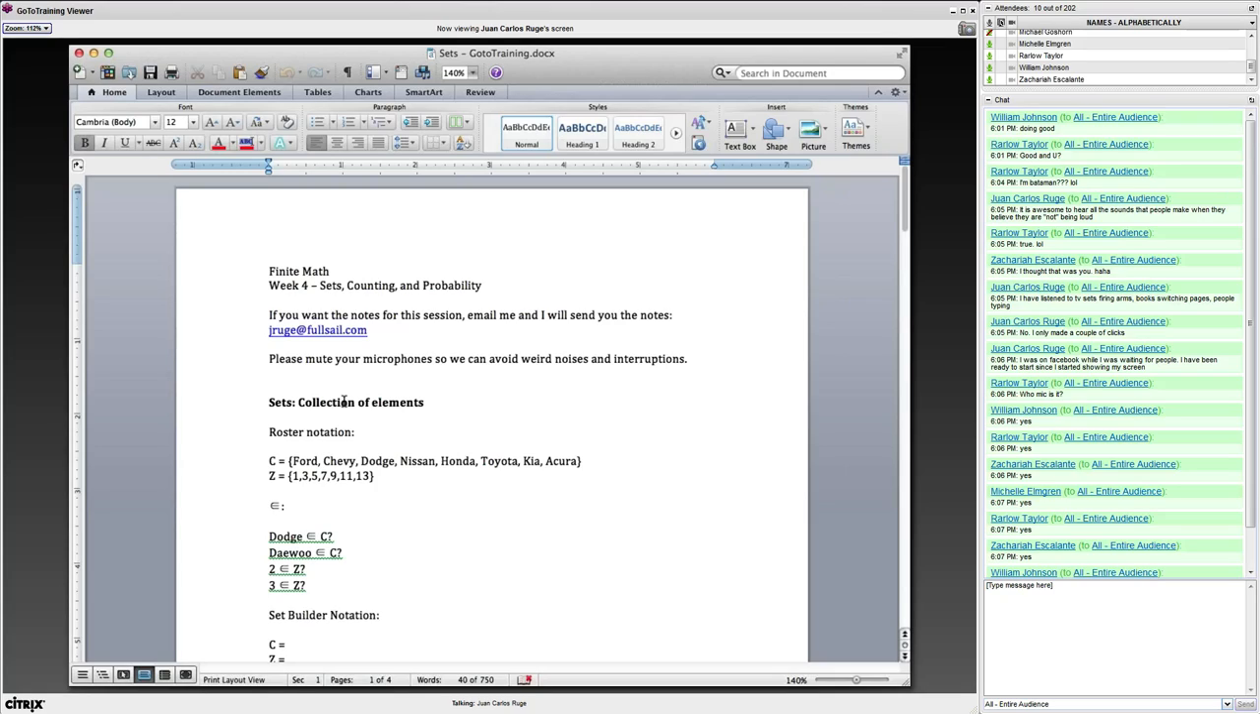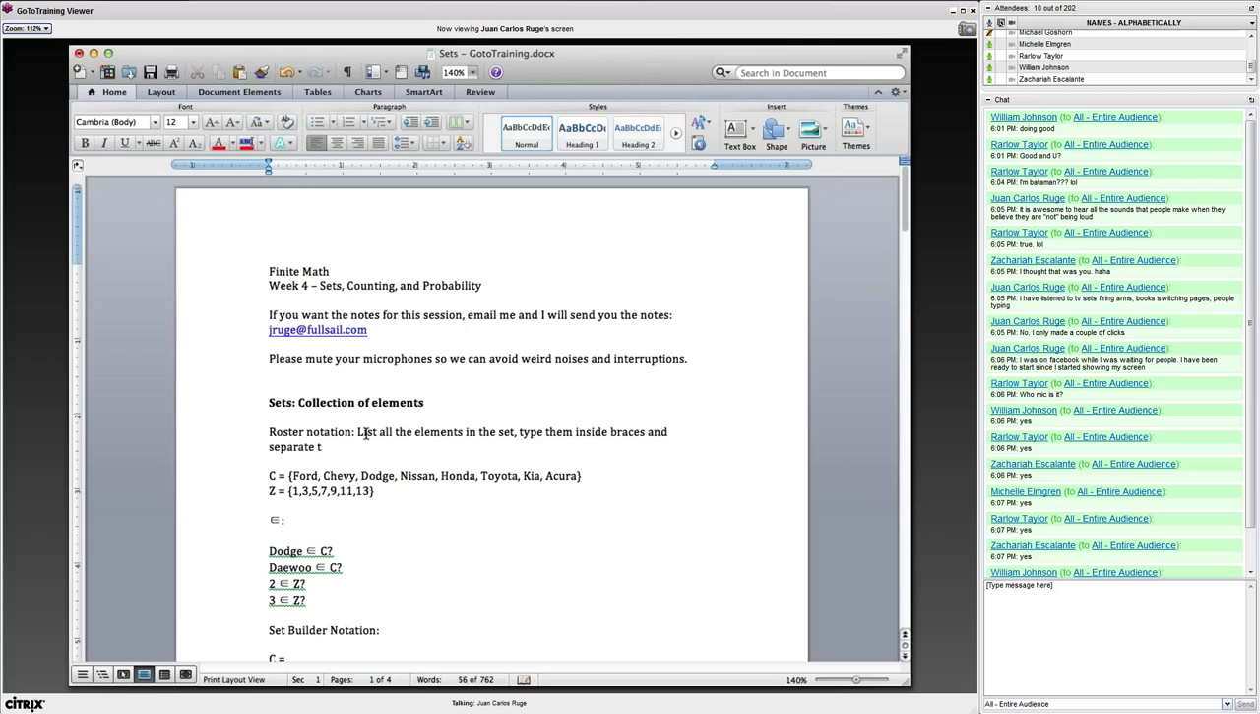And here, we're going to have two different ways to represent the sets. The first kind of notation for the sets is roster notation. This is to list all the elements in the set and write them inside braces and separate the elements with commas. So try to be really accurate there. This is, for example, set C. You can see we have here some elements. All the elements are separated with commas, and they are inside braces. And I have here another set, set Z.